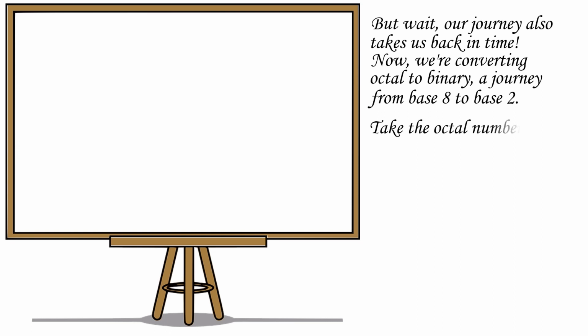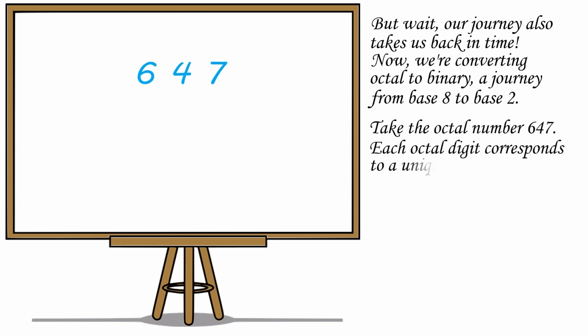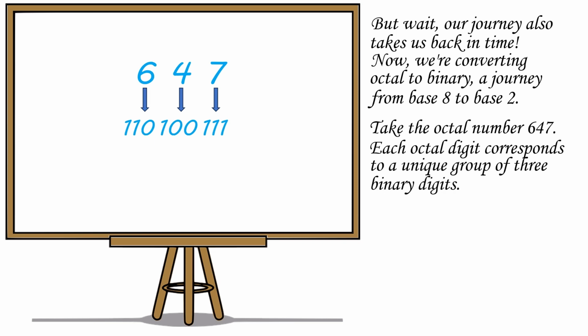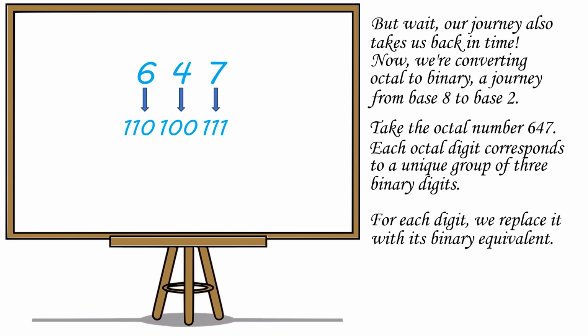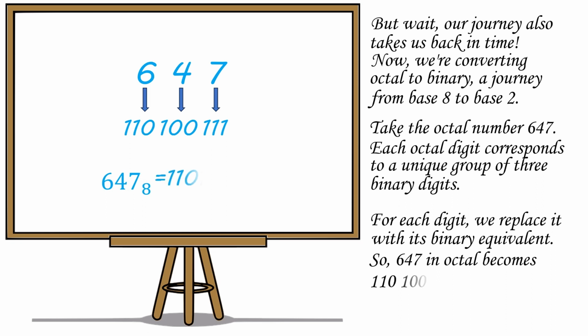Take the octal number 647. Each octal digit corresponds to a unique group of 3 binary digits. For each digit, we replace it with its binary equivalent. So, 647 in octal becomes 1, 1, 0, 1, 0, 0, 1, 1, 1 in binary.